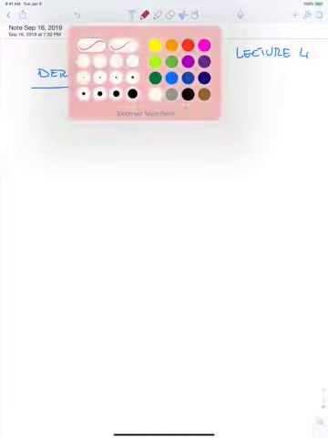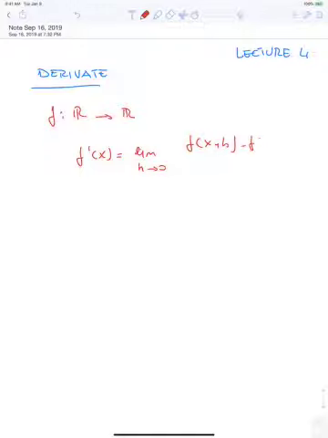So we said last time, I'm not going to rewrite the definition, but given a continuous and differentiable function from the set of real numbers to the set of real numbers, the derivative f prime of x is equal to the limit for h that goes to 0 of f of x plus h minus f of x divided by h.